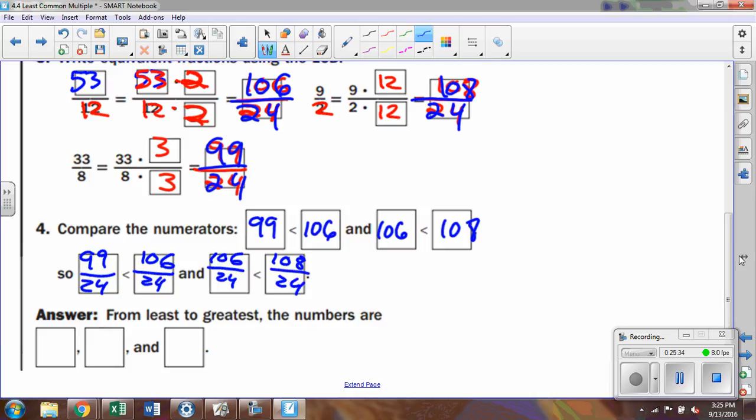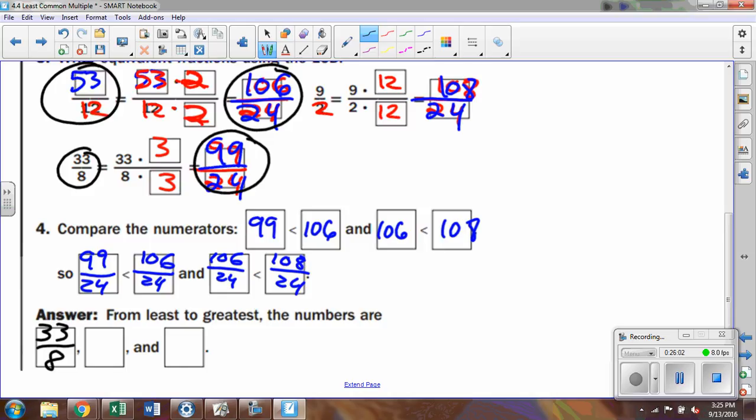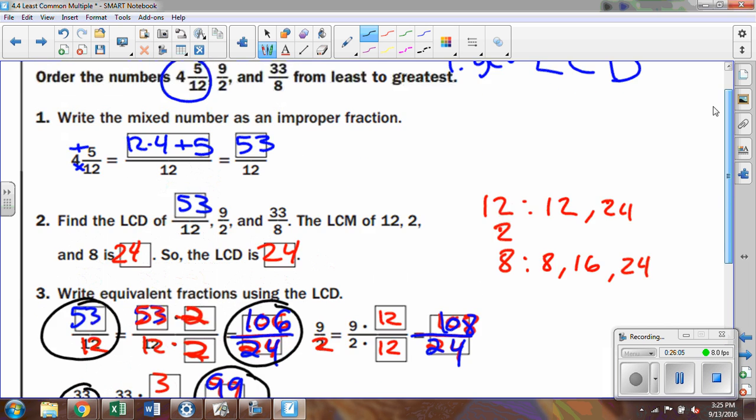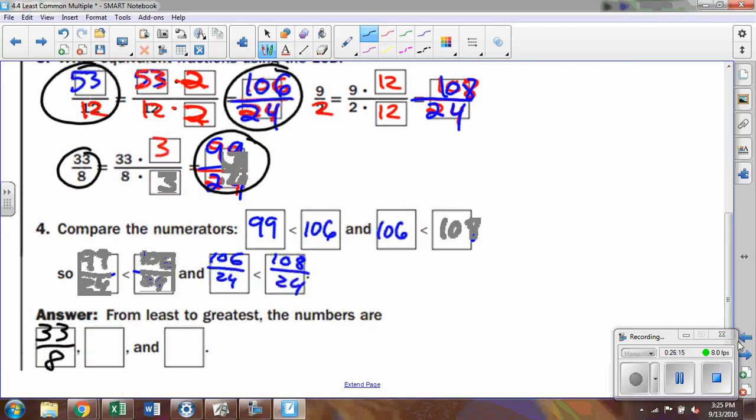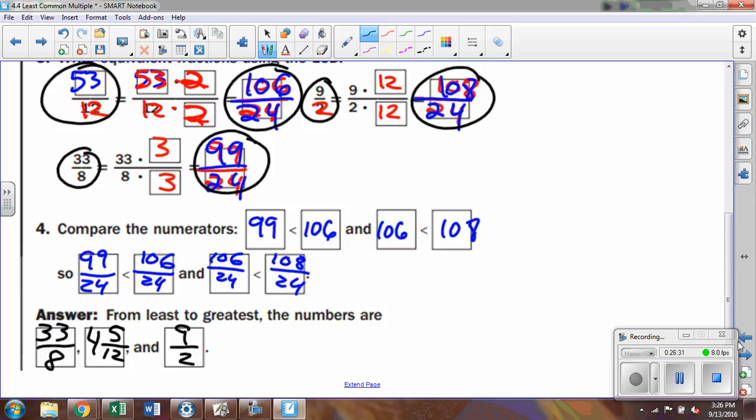And all of those are things that we could then put back into their original form. The 99 was originally 33 over 8. We want our answer to match the same format as the original problem. The middle number of 106 came from 53 over 12. But remember, the 53 over 12 came from the mixed number 4 and 5/12. So we'll come back down and say 4 and 5/12. And then, of course, the last number of 108 came from 9 halves. And so we've got them in order, 9 halves.